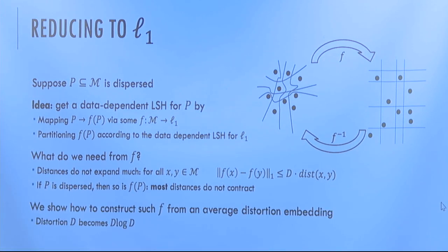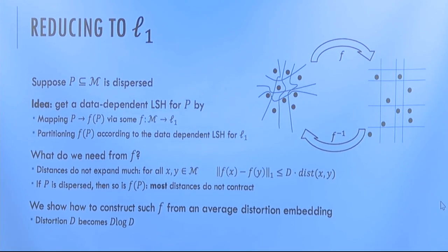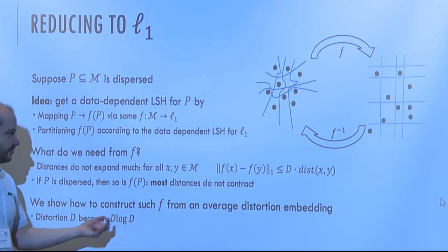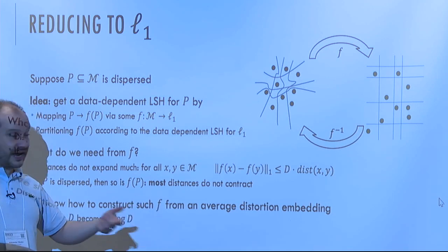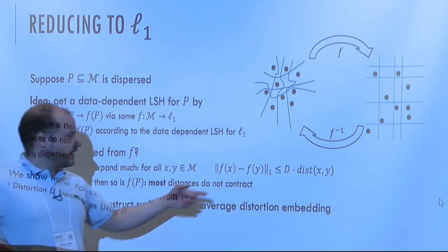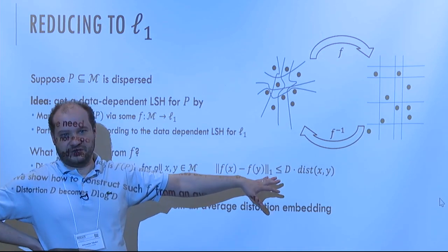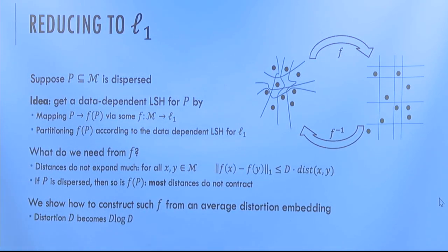And I claim that such a function exists. I can construct such a function from average distortion embeddings. If I have an average distortion embedding with average distortion D, then with these properties here, I get something more like D log D as opposed to D. So there is some loss, which again, in some cases I can remove, in some cases I cannot.